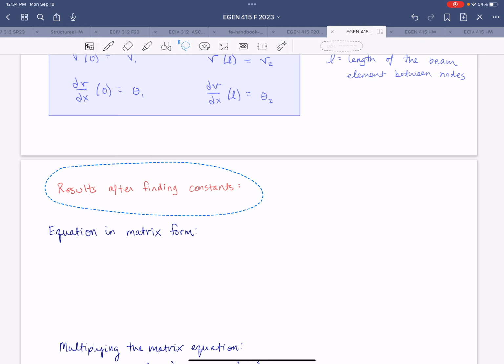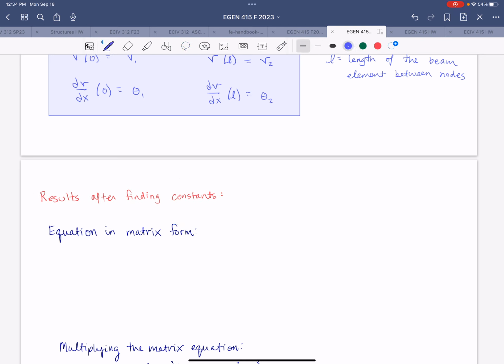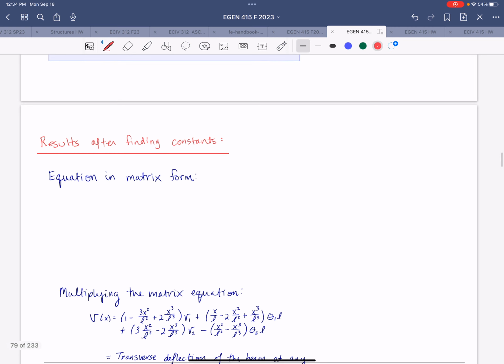All right. So I'm just going to leave this at the top to make it clear that this is after we've found those constants. Well, sure, I'll keep it in orange. Why not? All right, so we'll have then in matrix form a row vector, so 1, x, x squared, and x cubed, multiplied by a constant matrix, which I'll define below, and a column vector, capital delta, to represent the displacements at the nodes.